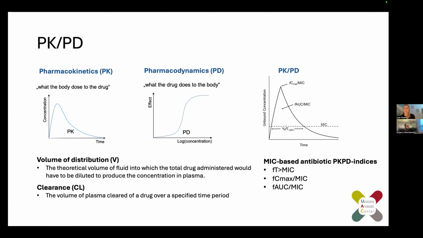Lisa, could you explain what is area under the curve? Because it seems to be an important concept for PK/PD. Yeah, so that's the total exposure, this area under the curve, divided by MIC. That's that PK/PD index. And here is the peak concentration, and here is the time that the concentration remains above MIC.